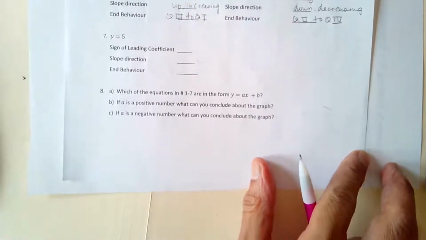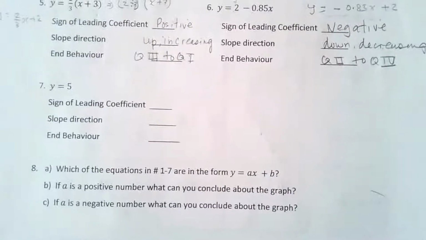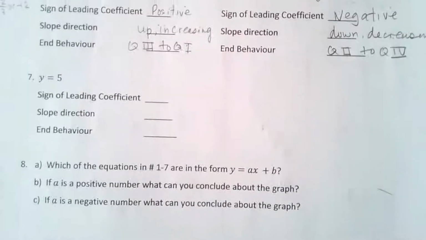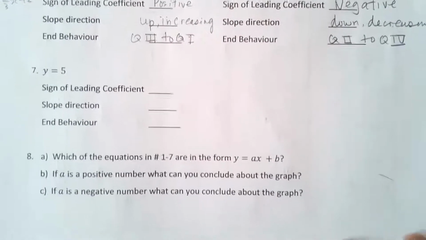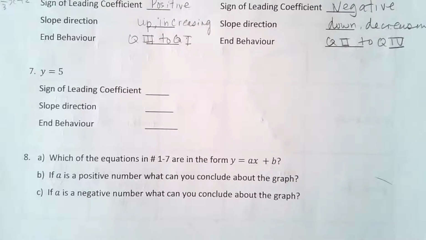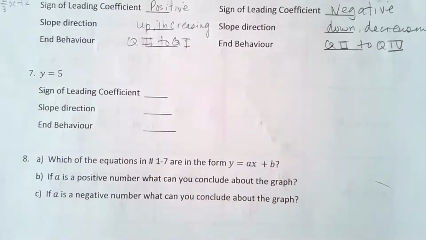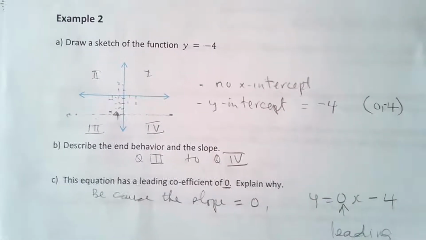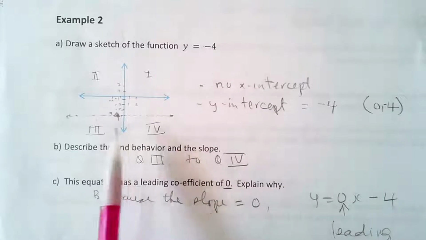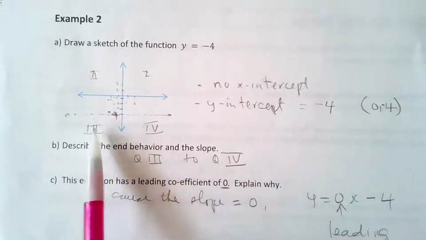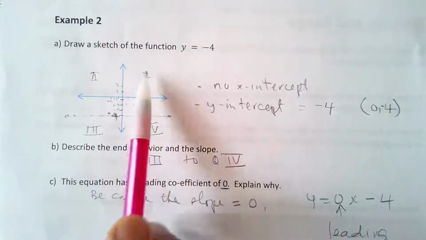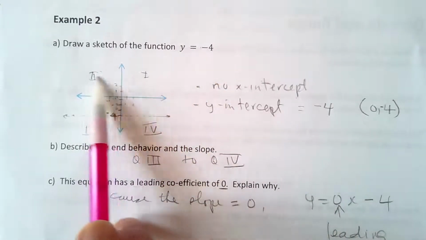And zoom in here. So y equals 5. Now this is a tricky one. We did a question like that earlier, and it was example 2. So it depends on where you are. If it's negative, it's going from quadrant 3 to quadrant 4. If y is equal to a positive, so it's a horizontal line.